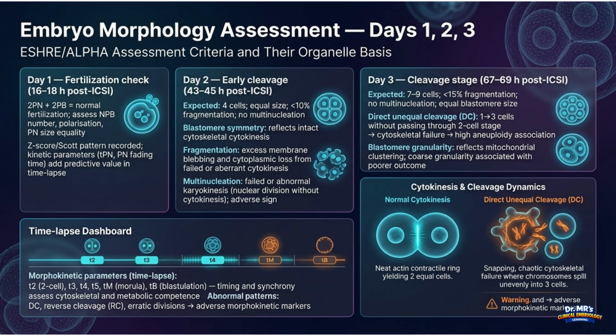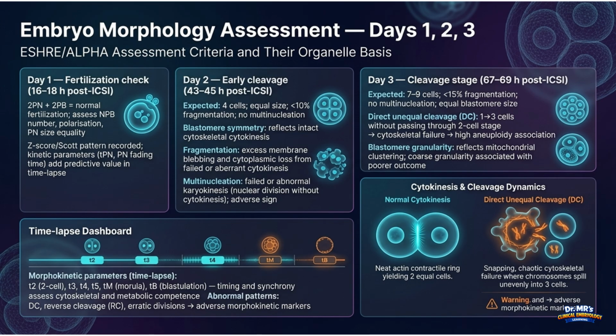We open the incubator, or check the time-lapse, and we expect to see a 4-cell embryo. The classic criteria are blastomere symmetry and less than 10% fragmentation. What does perfect symmetry tell us about the intracellular mechanics? Blastomere symmetry confirms the spatial precision of the mitotic spindle.